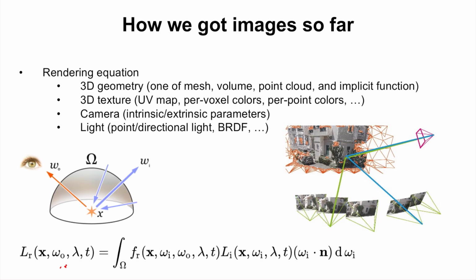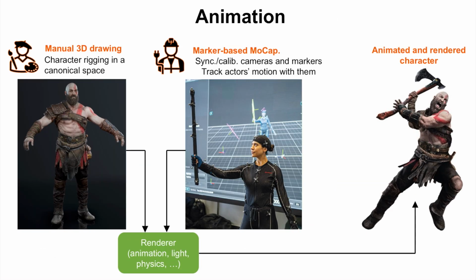This is the incoming light, and this is the BRDF, and then this is the dot product. This is computer graphics, so you do not have to fully memorize this equation, but we use this kind of rendering equation to get images. And this shows the output of structure from motion. We have cameras, we have 3D geometry, we have 3D texture, we have all the stuff so that we can render images, right?